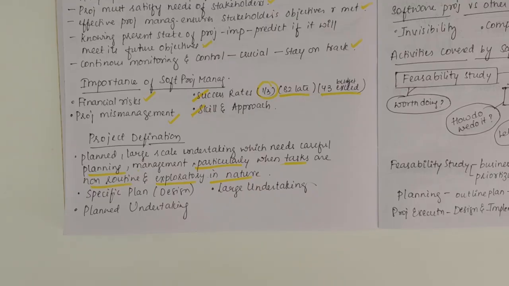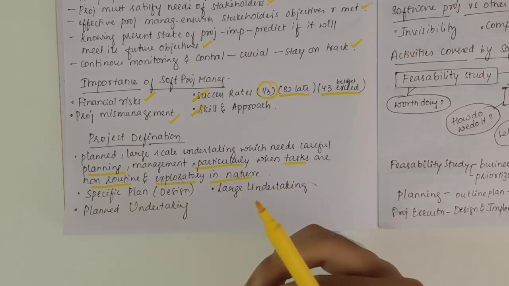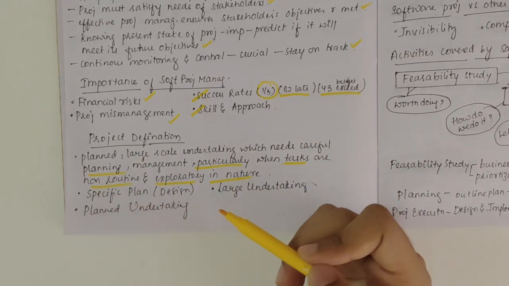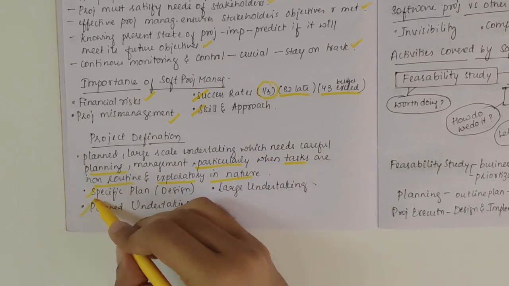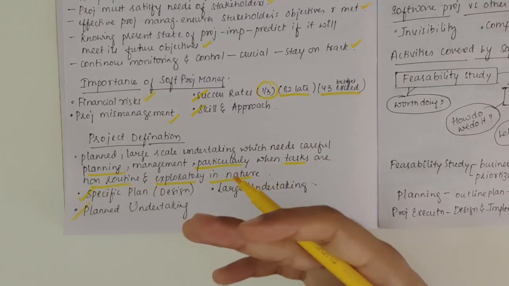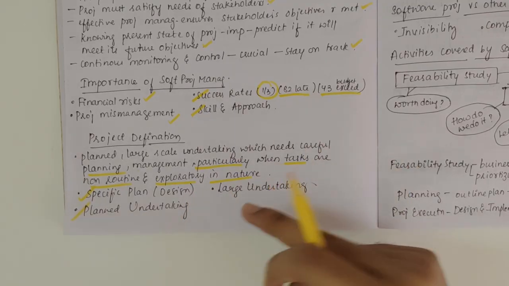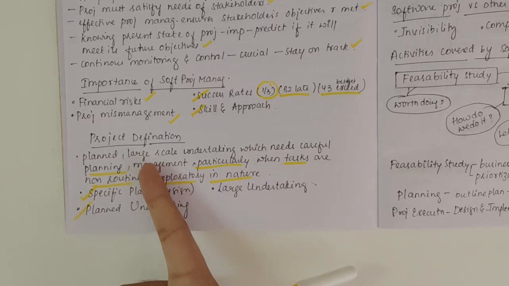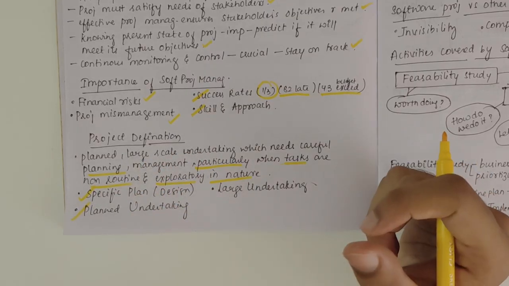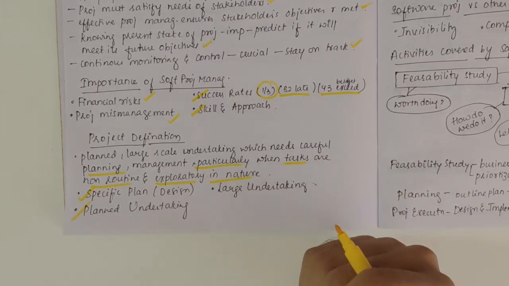In order to understand the definition of a project, there are standard dictionary meanings. One is a specific plan, that is, a specific plan or a design. Then we have planned understanding, that is, we know how to execute the project, what it is and all of that, so it can be termed planned understanding also. Then we have large undertaking, which, as we discussed, is large-scale planning and management. We are accepting that particular project and working on it, right?